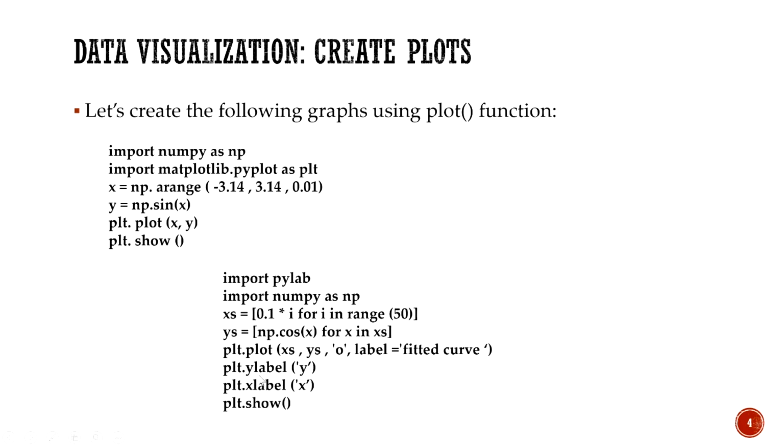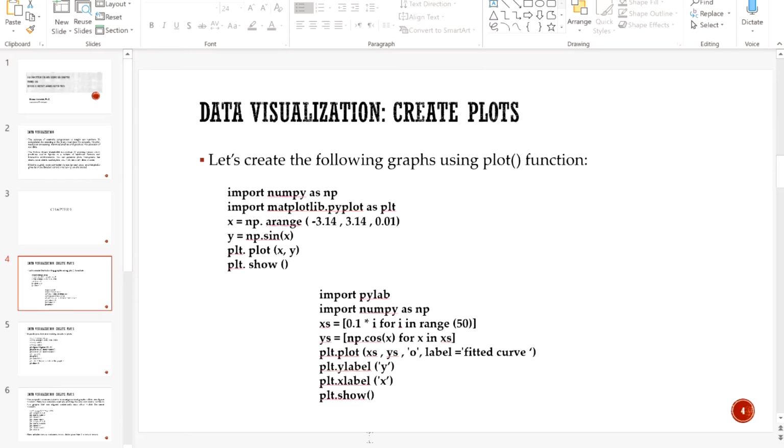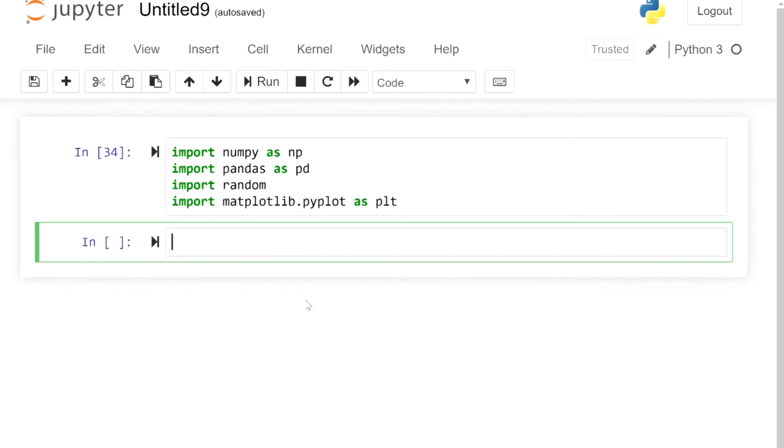Then we want to add labels to the y and x axes. So plt.ylabel, and then you can add the text that you want to show for the ylabel. The same for xlabel. ylabel and xlabel are reserved words which assign text or a string to your axis. And then we show the plot. Let's run this in a notebook, and you can see what the results look like.